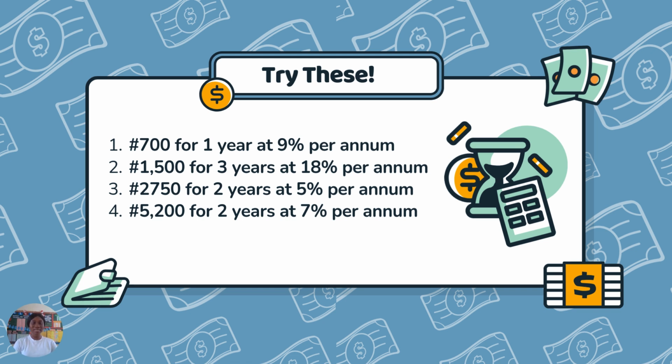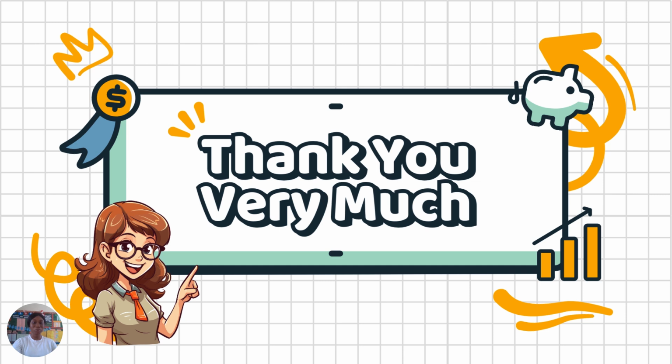The first one says 700 naira for a period of 1 year at 9% per year, 1,500 naira for a period of 3 years at 18% per year, 2,750 naira for 2 years at 5% per year, and the last one is 5,200 naira for 2 years at 7% per year. So I believe you can do all of this.